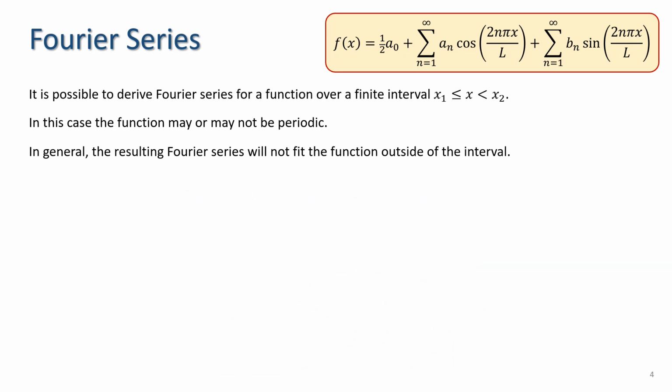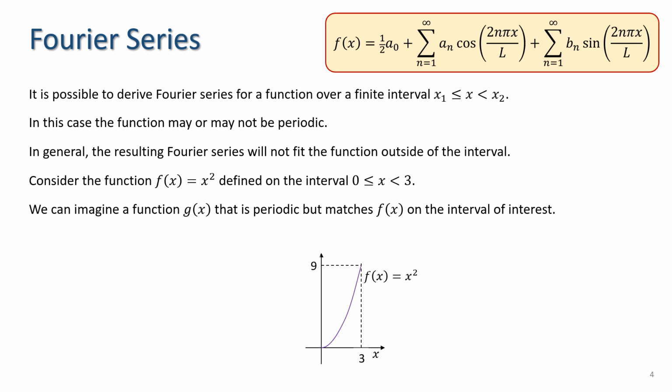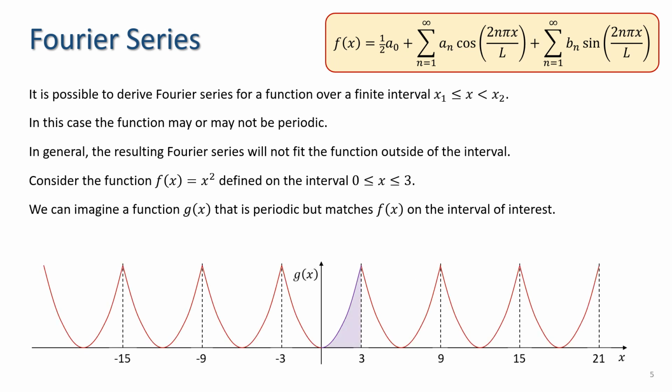Let's start by considering a relatively simple function. Consider the function f of x equals x squared, defined on the interval 0 less than or equal to x less than 3. We can imagine a function that's periodic but matches f of x on the interval of interest. Here's an example of what I mean. Here I've taken the function x squared between -3 and 3, and then made g of x repeat over an interval of length 6. We see that the function g of x coincides with the function f of x equals x squared between -3 and 3, but nowhere else.